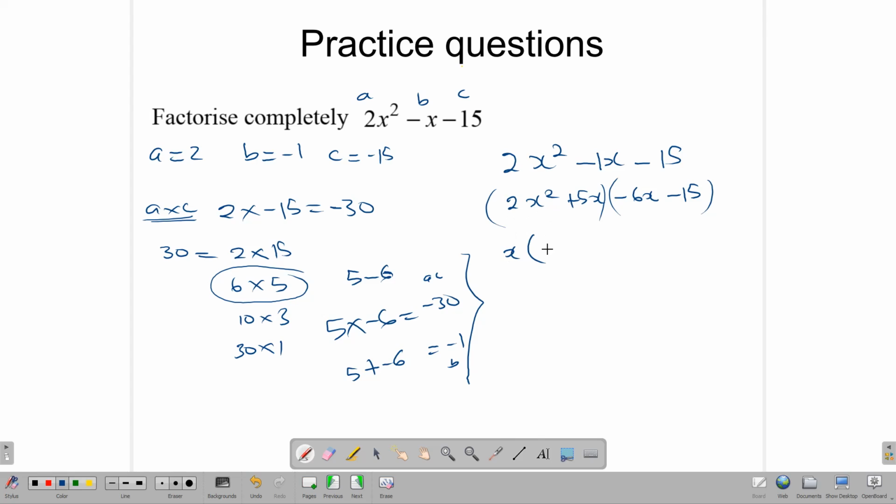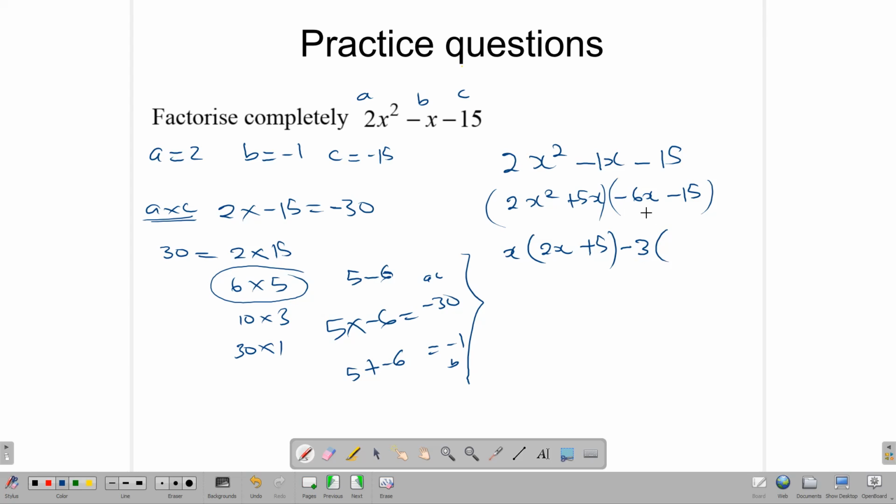X into 2x squared gives us a 2x, and the x into 5x gives us 5. That's great. Now remember that we need to use a negative factor here because this first term here is negative. Now what number can divide 6 and 15? That is the highest number. The highest number there would be 3.